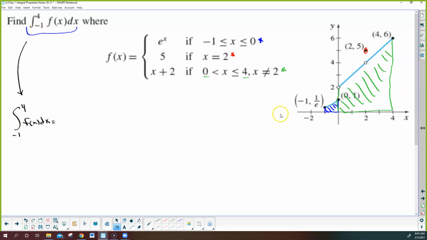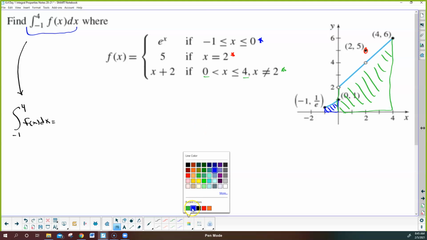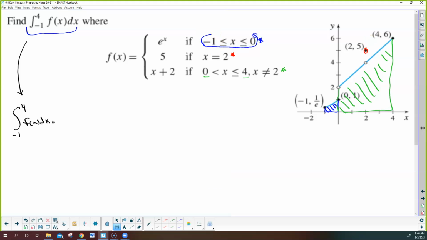Instead of trying to find all the area under the curve, which we know mathematically we can't do, we're going to break this up. I'm going to try to use my colors, dealing with the first piece here, this domain from -1 to 0. So I'm going to go from -1 to 0 of f of x. Well, what is f of x at this point? It is e to the x.